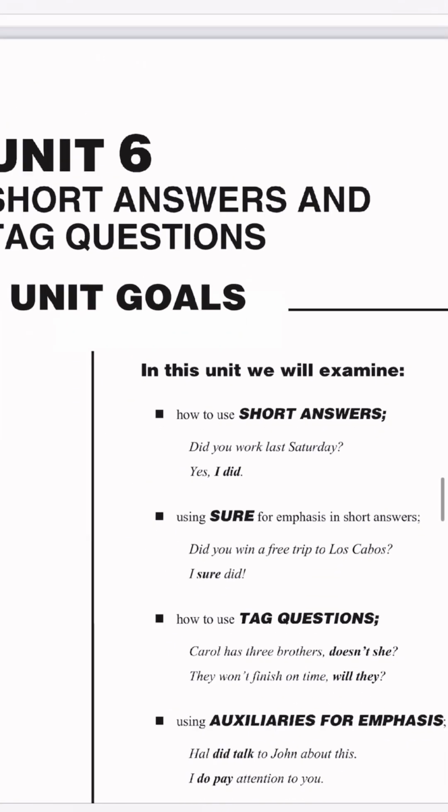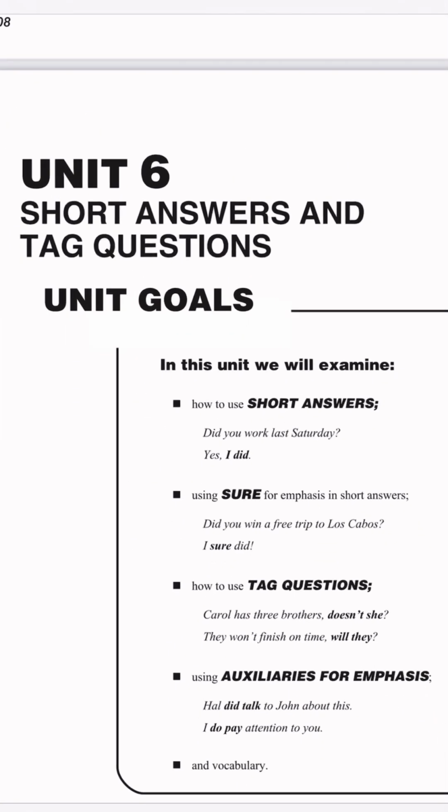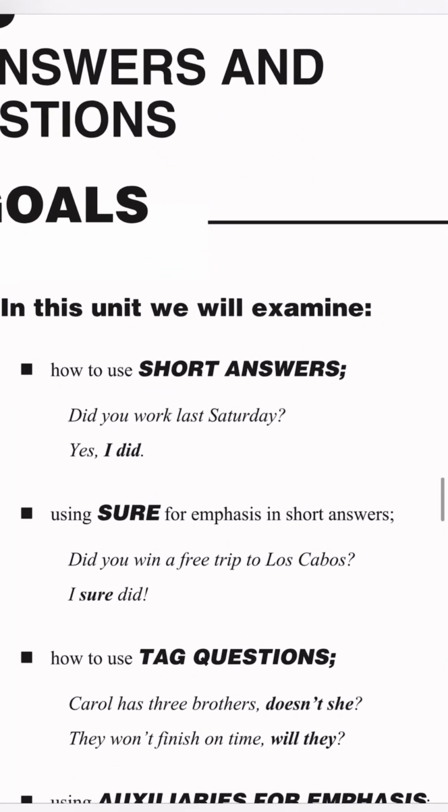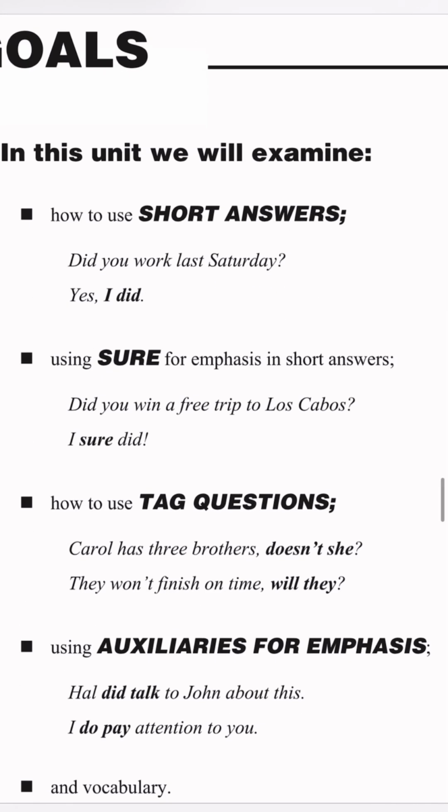Unit number 6, short answers and tag questions, and unit goals. In this unit, we will examine how to use short answers. For example, did you work last Saturday? Yes, I did. Other point, using sure for emphasis in short answers. Did you win a free trip to Los Cabos? I sure did.